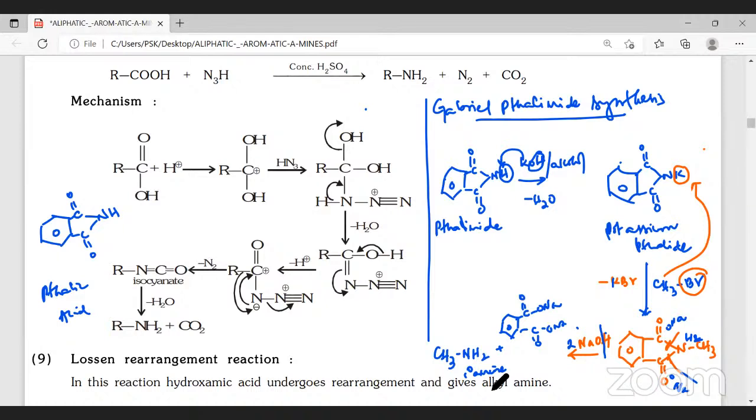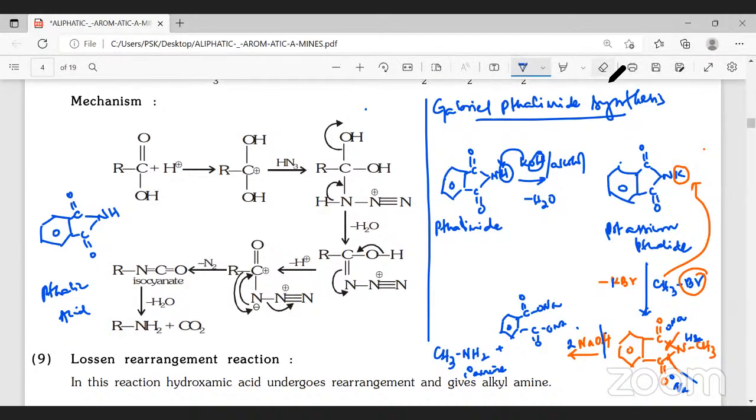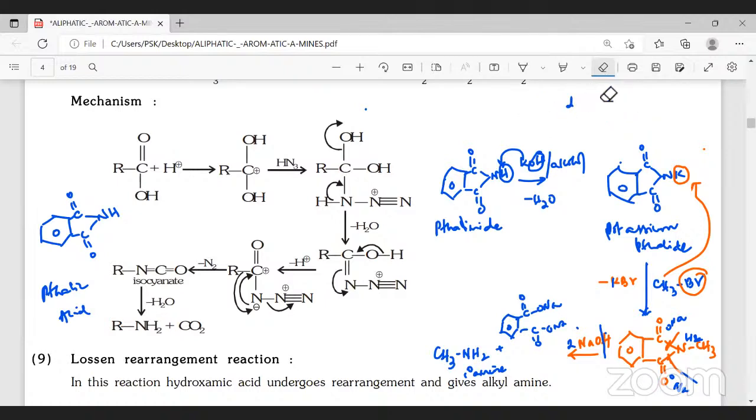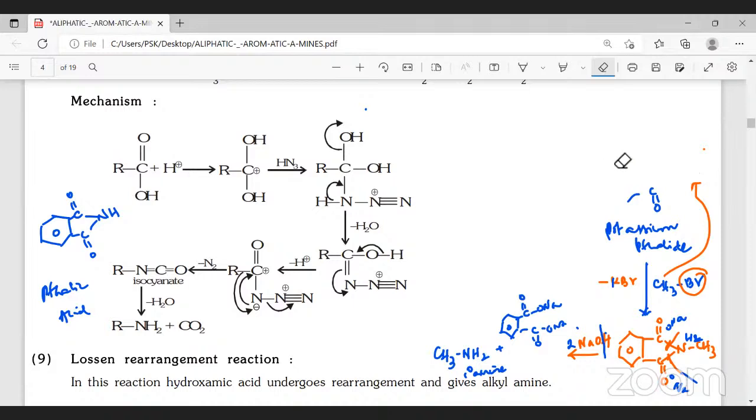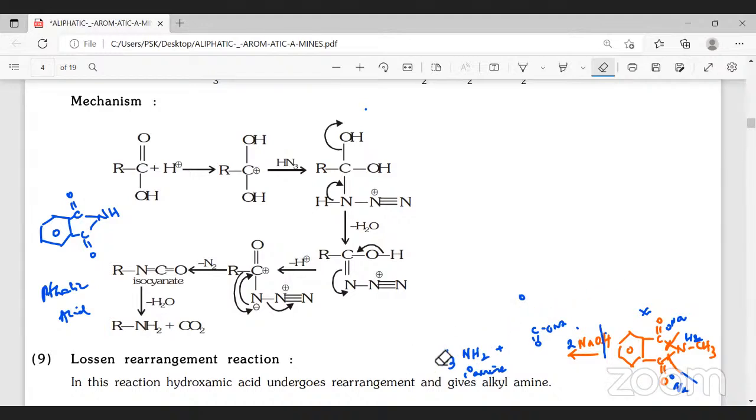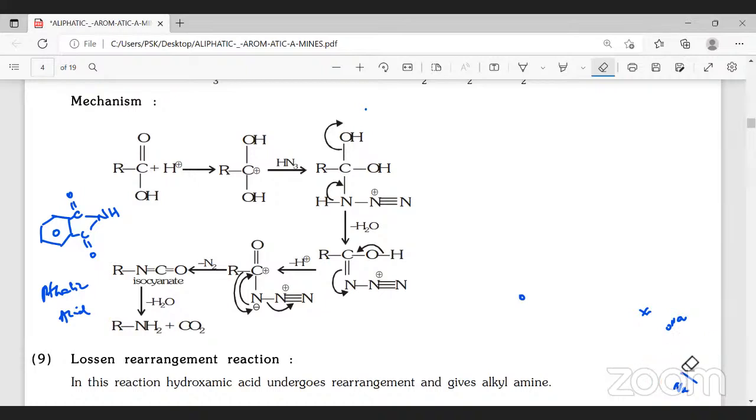Now, continuation. The next method of preparation is from alkane nitriles. I'll erase this. Did you understand this, Gabriel phthalimide? Yes, sir. Now, the next method of preparation is from alkane nitriles. Nitriles are also called cyanides. So otherwise, we can say cyanides are also called nitriles. So it is from alkane nitriles.